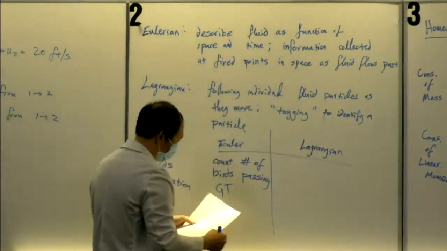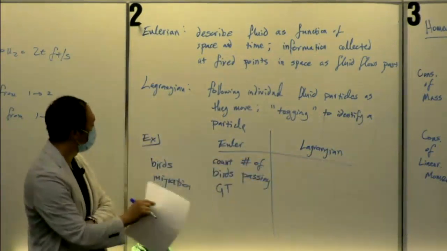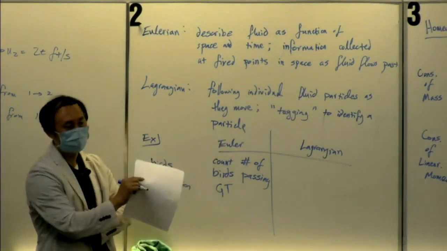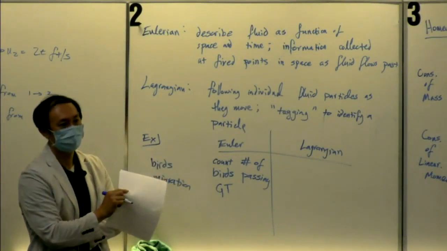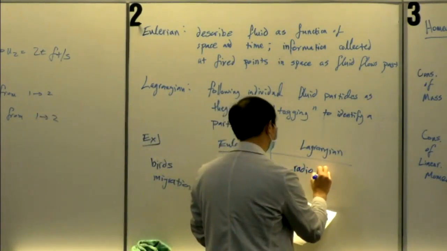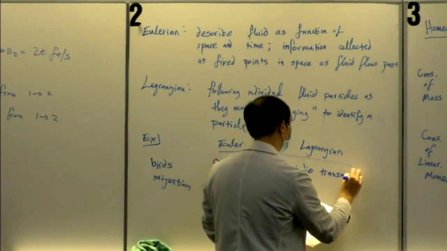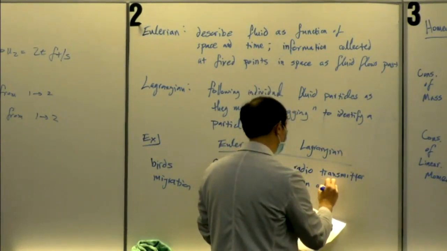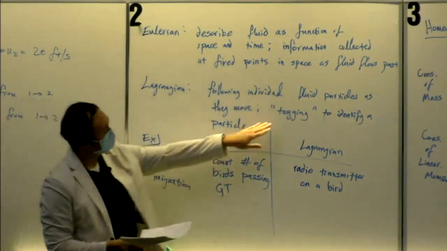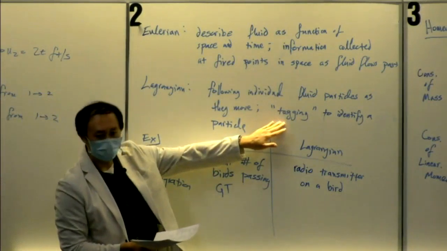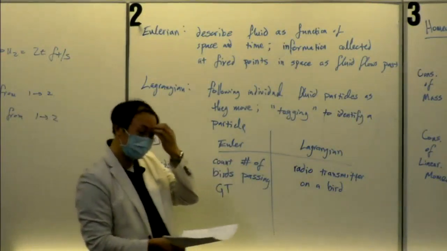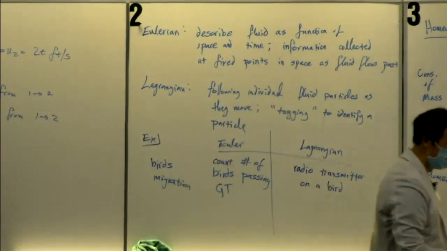In the Lagrangian approach, would anyone be able to say how you would do a Lagrangian approach for bird migration? Yeah? Tagging or following a specific bird. Yeah, that's exactly right. That's like a radio transmitter on one bird, and that's also an approach people do. The key word is tagging, kind of like a gang would tag a truck with spray paint. You literally imagine it's a different color, and you're stuck to those particles as they're moving.